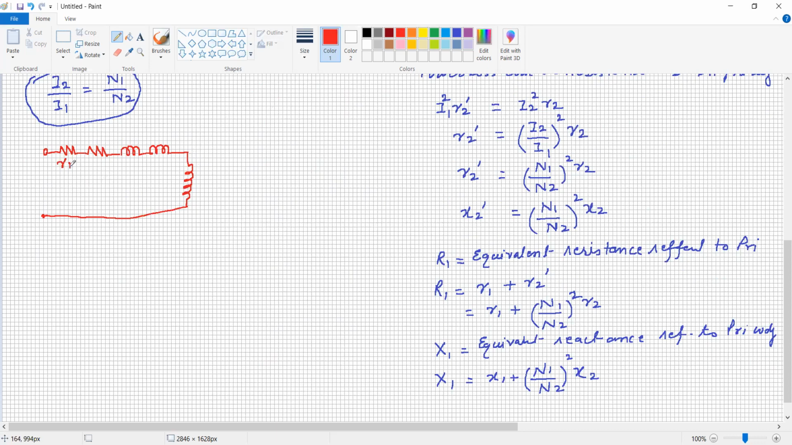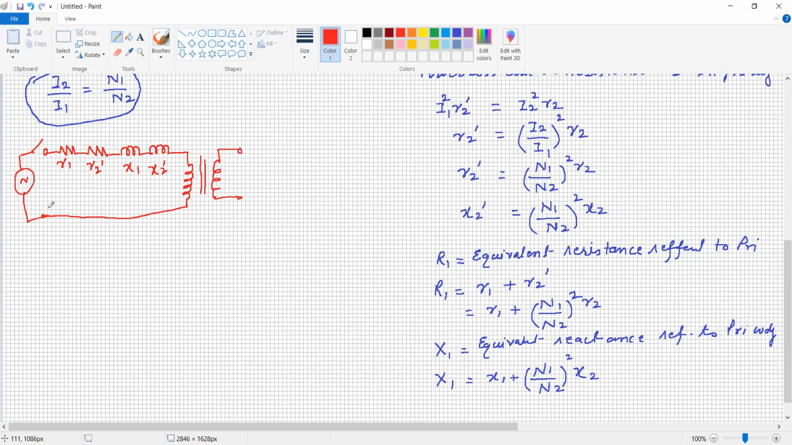So this is the resistance R1, R2 dash, X1, X2 dash, and this is the secondary winding. Now here, to do the calculation, it becomes simple. The calculation becomes simple only. That's why we can refer. Now it is possible because the transformer is bilateral.